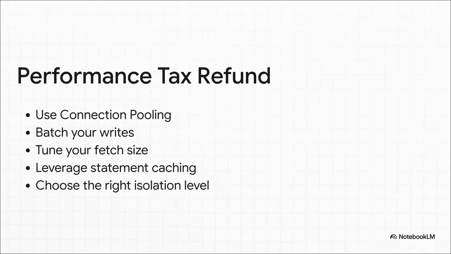Okay, let's bring it all home. Here is your performance tax refund checklist. 1, always use connection pooling. 2, batch your writes. 3, tune your read fetch size. 4, use prepared statements to leverage statement caching. And 5, make a conscious choice about the right isolation level for your needs.